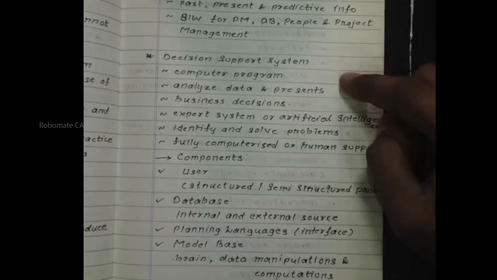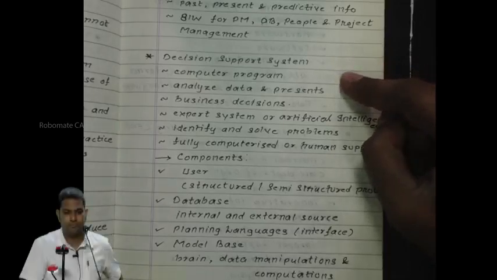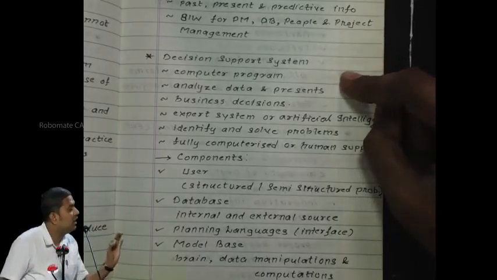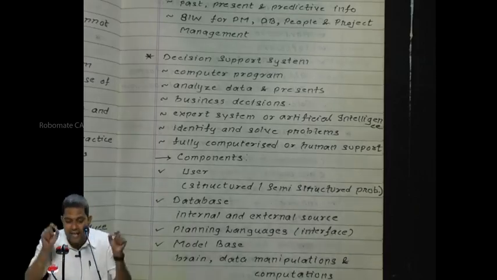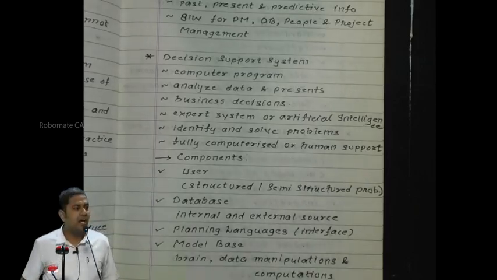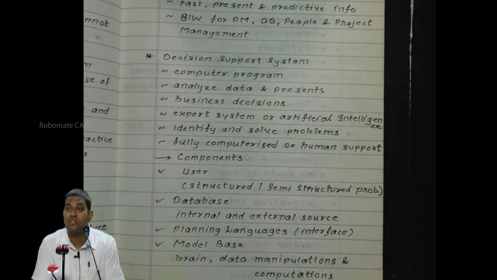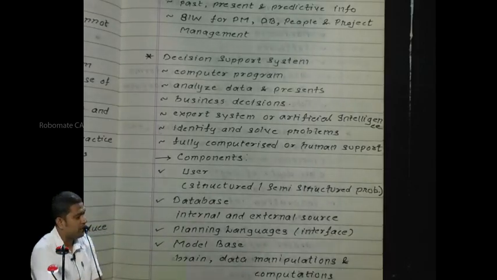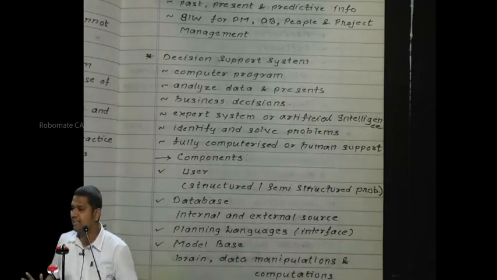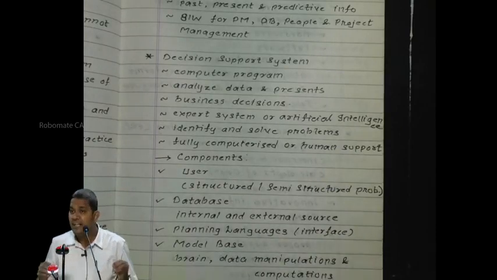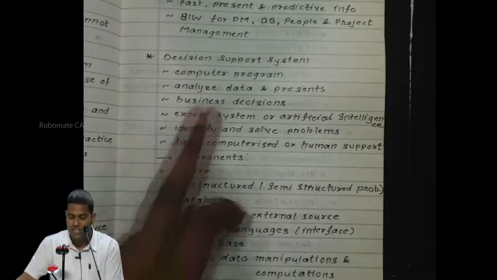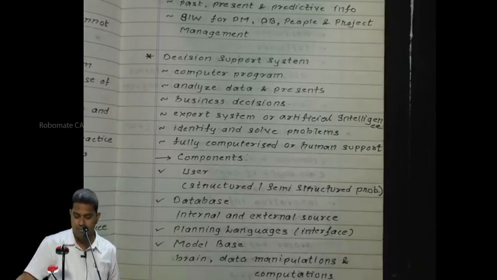The decision support system is a computer program. Obviously it is software, right? So it has to be a collection of programs, a computer program which will be analyzing the data. Whatever data you have, you will analyze it so that you can store it properly, and whenever a person requires it, it can be retrieved properly, and it presents the same. Storing the data, retrieving the data, both should happen. And this will help to solve business decisions, business problems.